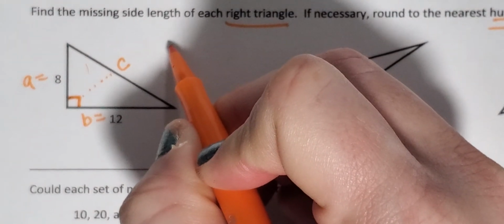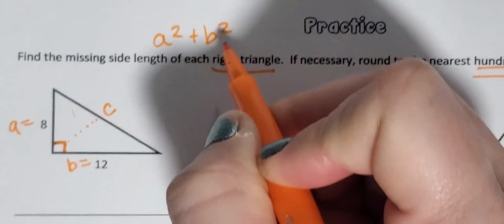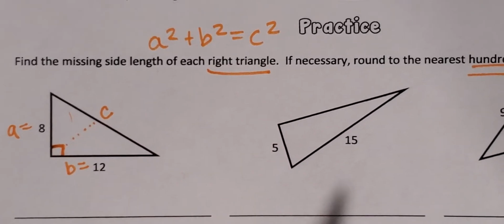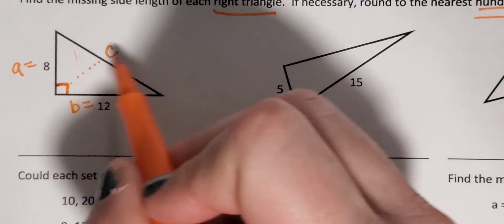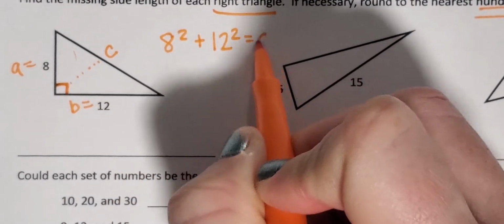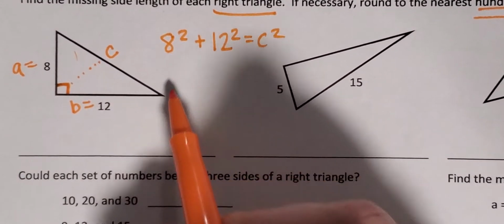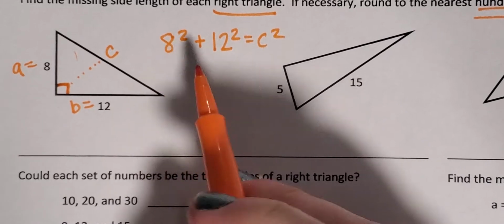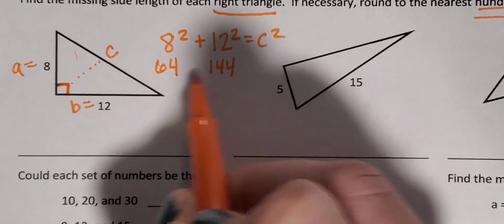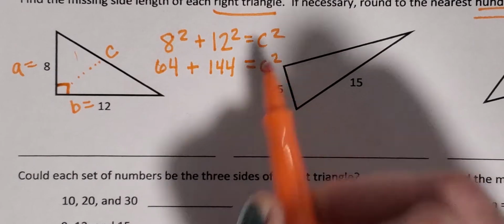So I'm going to set up my formula. I remember that my formula is a squared plus b squared equals c squared. Knowing this, I'm just going to plug in my values. a is 8, so I have 8 squared plus 12 squared equals c squared. I'm going to go ahead and do the math and simplify this down. 8 squared is 64, 12 squared is 144, and I'm going to add those two numbers together, and this is still going to equal c squared.